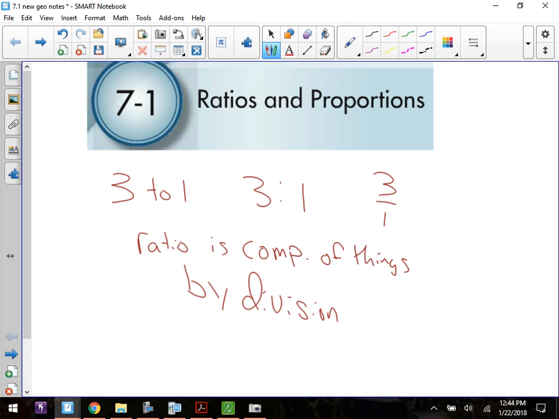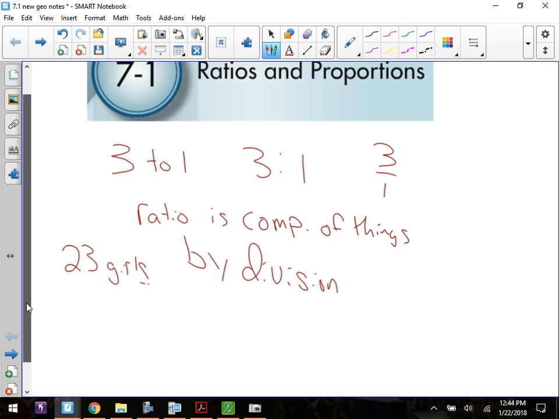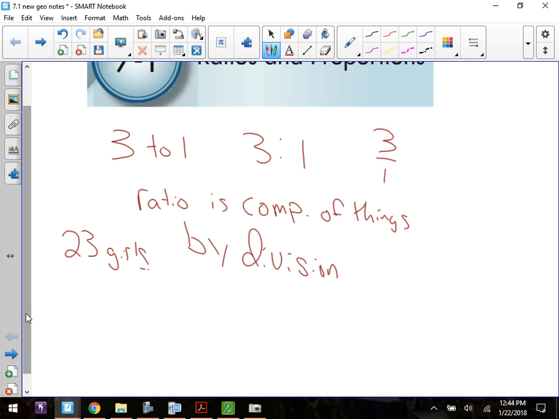The ratio is a comparison of things by division. That's really easy. 5, 6, 7, 8, 10, 13, 14, 15, 16, 17, 18, 19, 20, 21, 22. That'll be 23 or so. And then that'll be 13, 14 guys. Right, it would be 23 to 14. It would be 23 to 14 if you look at it in terms of the ratio.